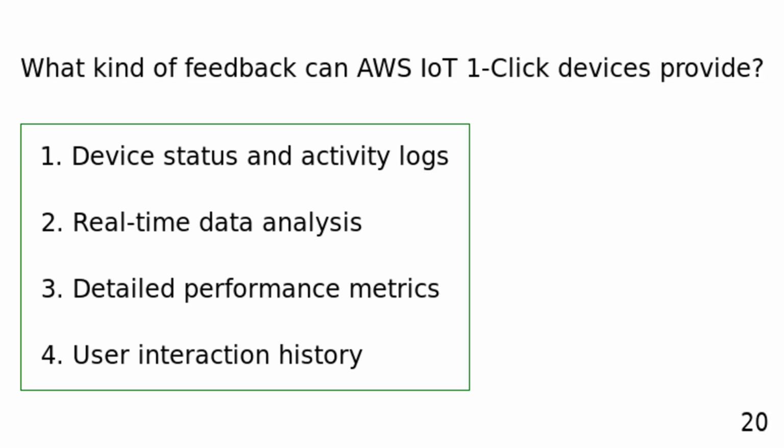What kind of feedback can AWS IoT one-click devices provide? Device status and activity logs. Real-time data analysis. Detailed performance metrics. User interaction history.